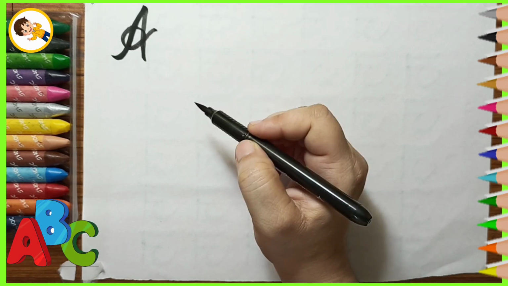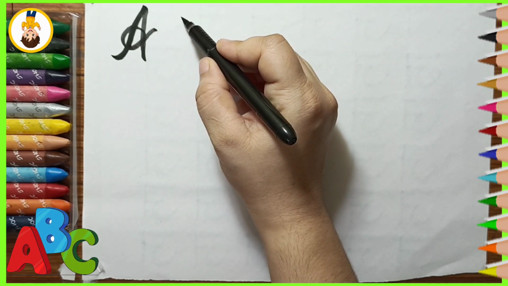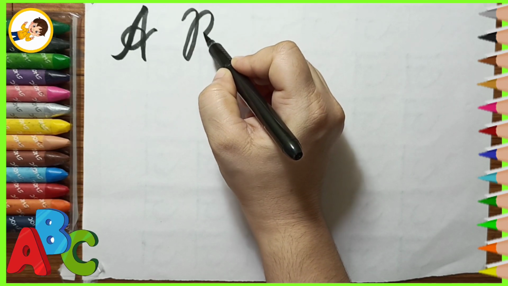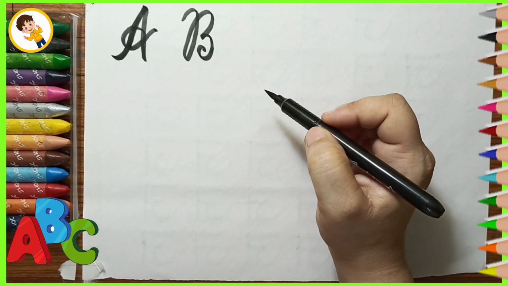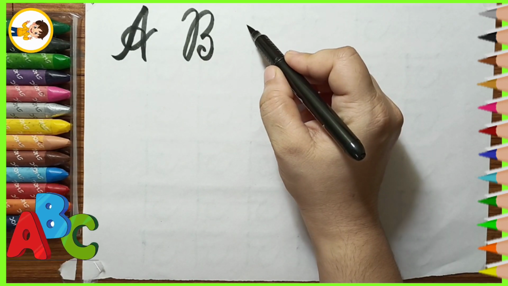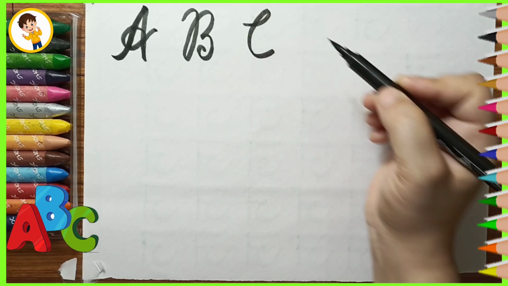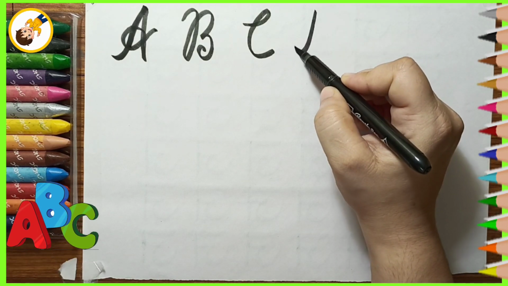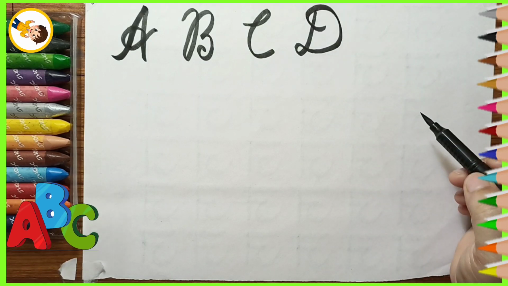A. A for apple. B. B for ball. C. C for cat. D. D for doll.